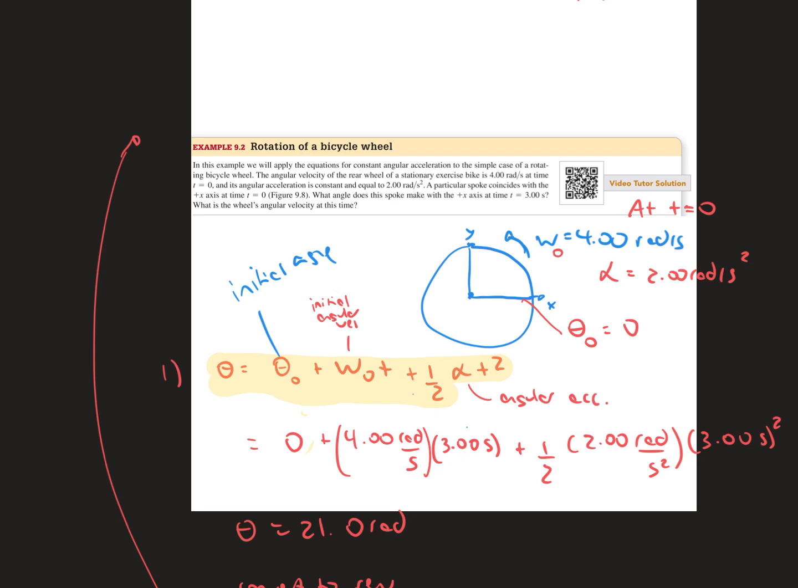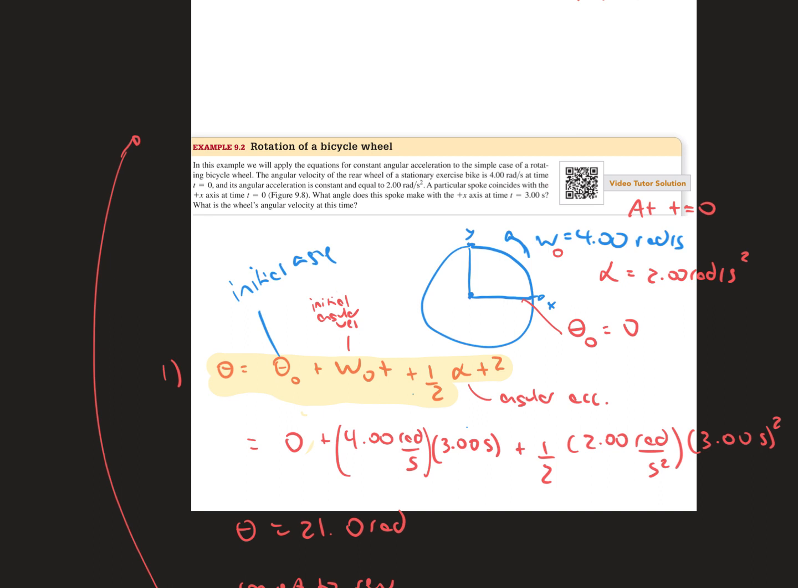In this problem, we have the angular velocity of the rear wheel of a stationary exercise bike is 4 radians per second at time equals 0. Then it says that its angular acceleration is constant and equal to 2 radians per second squared.